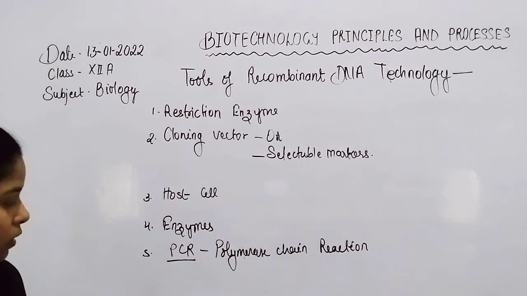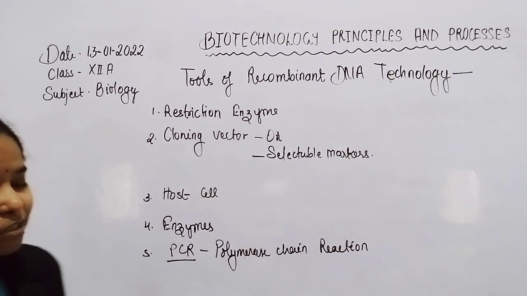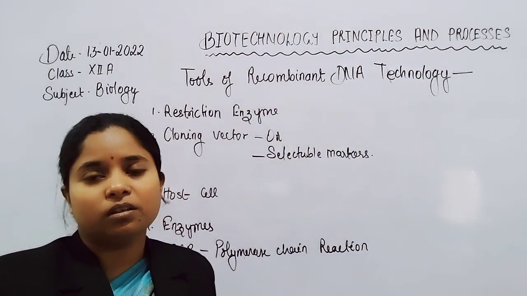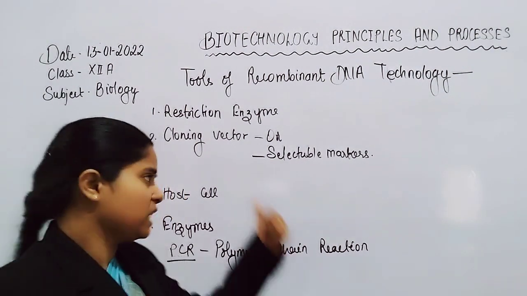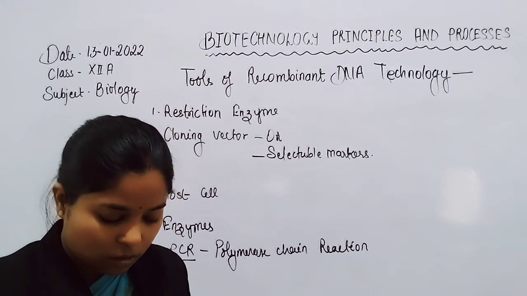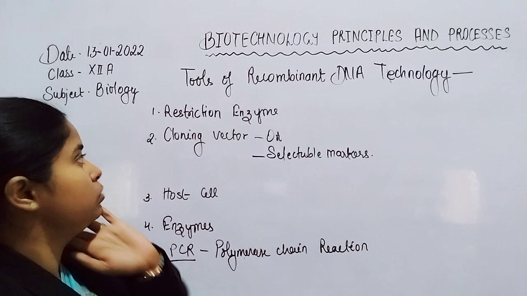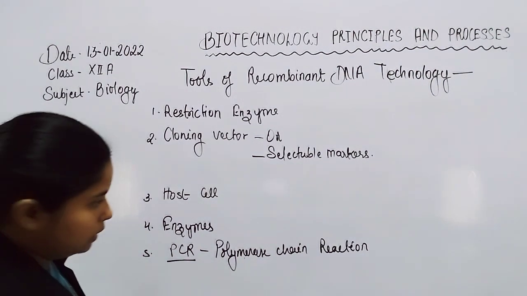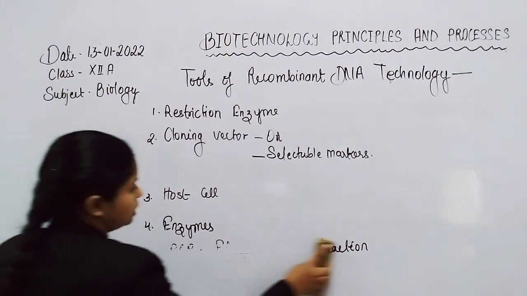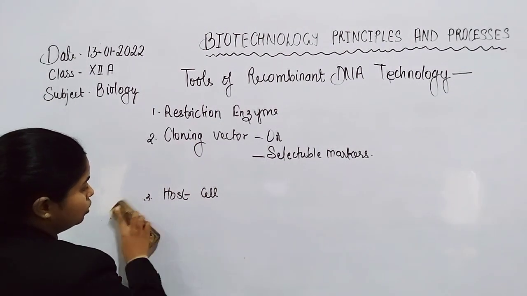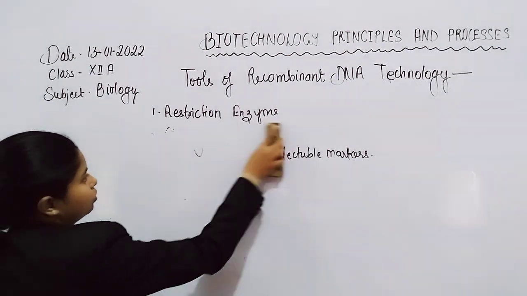Then we also use the biolistic gun and so on, but these are the main tools which we are going to discuss in this topic. So the first tool is the restriction enzyme, used in recombinant DNA technology.